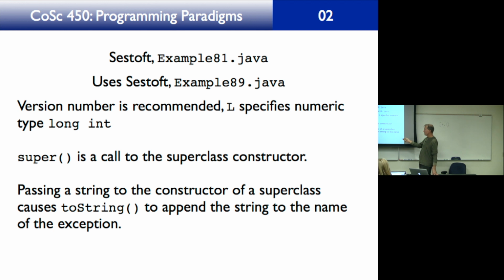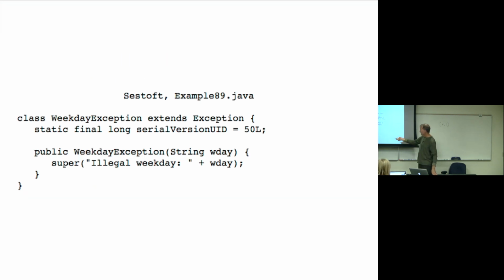What are we doing? We're passing a string. So when you pass a string to the constructor of a superclass, that causes toString to append the string to the name of the exception. All right. Now what was toString? Remember, I know we're going through a lot here, but that was the default. That's what gets printed out when you System.out.println that thing, right? So this is going to append this string to the toString of Exception. Are you with me? So that if we want to print out our exception variable, that string is going to come out without the explicit call of toString, just like before. Are you with me on this?